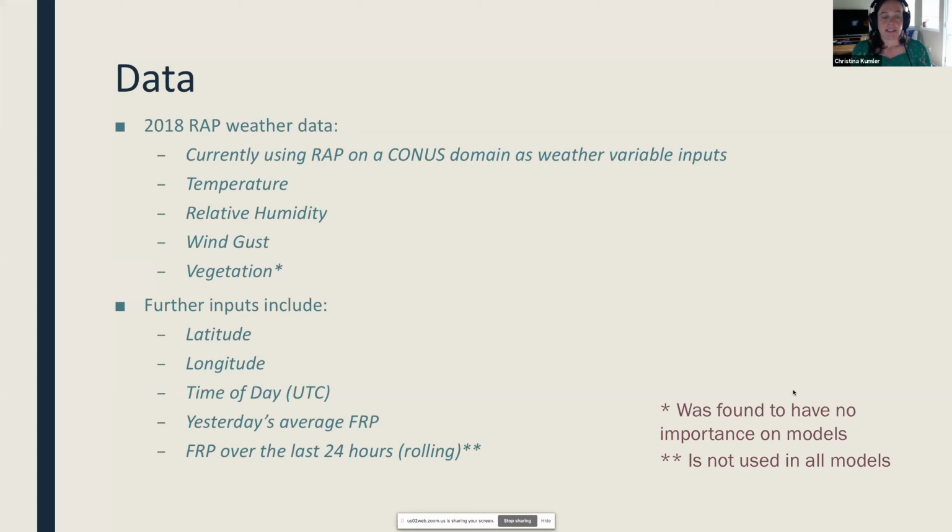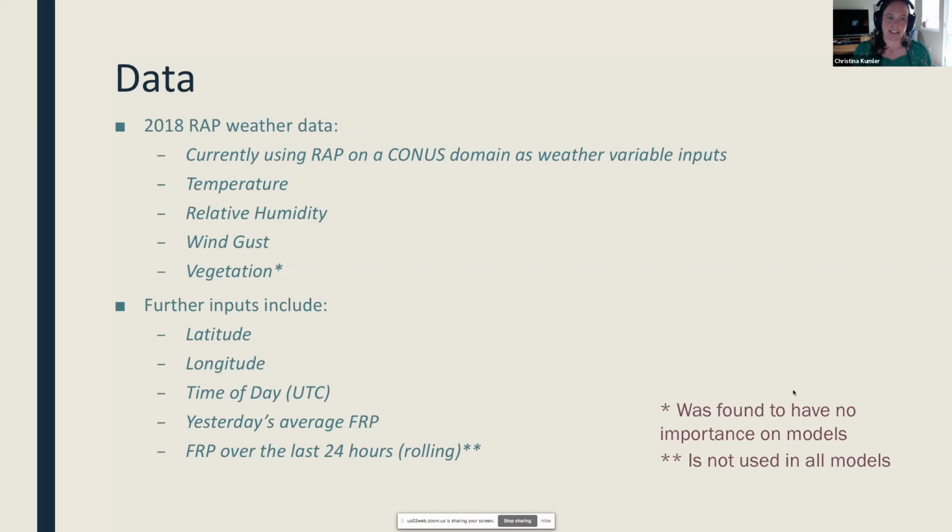So we decided to select the RAP data to begin with, and this was because we wanted to put all of these FRP values onto some numerical weather model grid and get them all mapped onto the same grid. And we knew that RAP data had temperature, relative humidity, wind gusts, vegetation, variables that you might think would fuel a fire. This isn't predicting if a fire is going to occur. This is, once the fire is burning, what is going to further fuel that FRP. So we selected those variables.